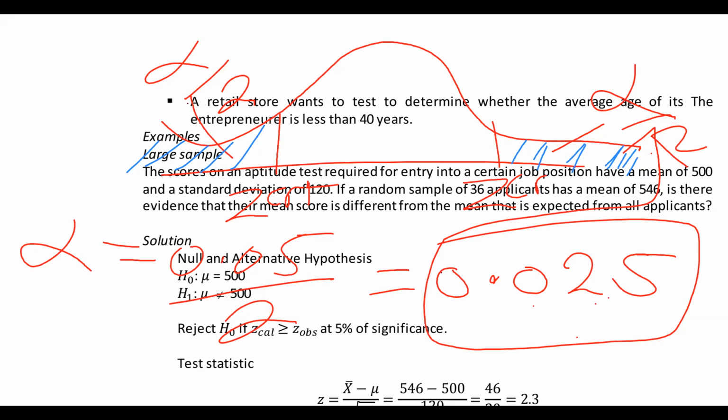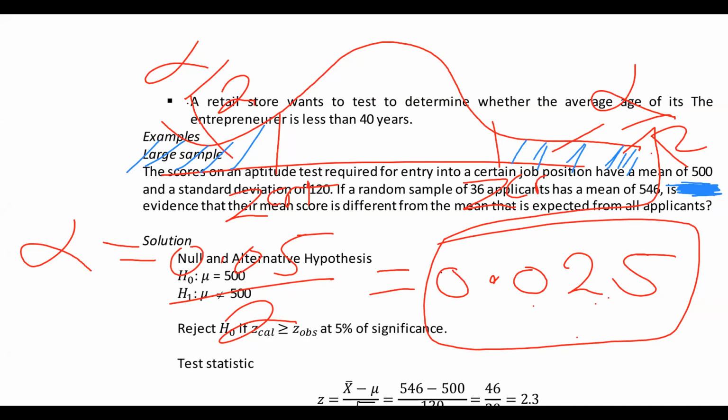Now, how do we tell that it's double-tailed? I said that you look at the words that are used around the hypothesized value. We are dealing with the mean in the question. They are saying that the score of an aptitude test required for entry into a certain job position has the mean, that is the population mean, the mu. If they say that it has the mean of that, it means the mean is equal to that number. And once you find that the mean is equal to a certain number, then that is a double tail.